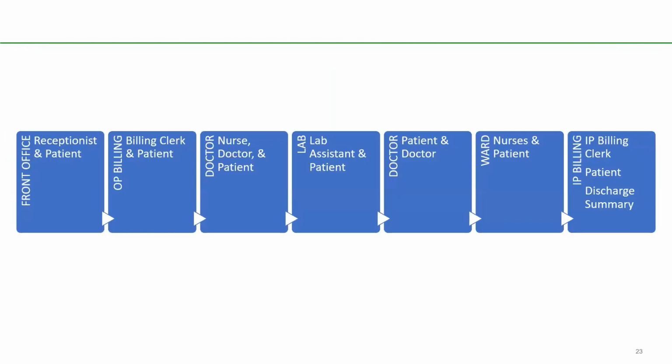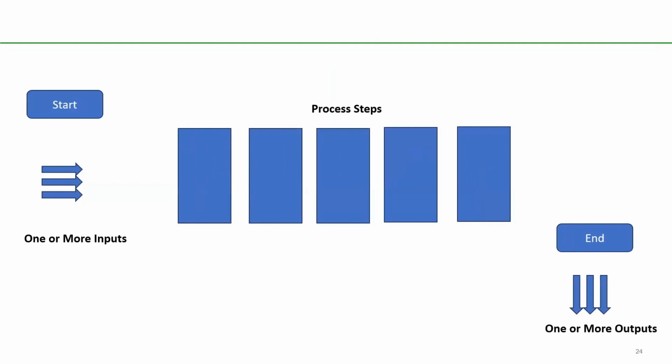Every process starts with one or more inputs and has one or more outputs. In order to convert these inputs to outputs, there are various steps or activities to complete in order to reach the output. This all together is a process.